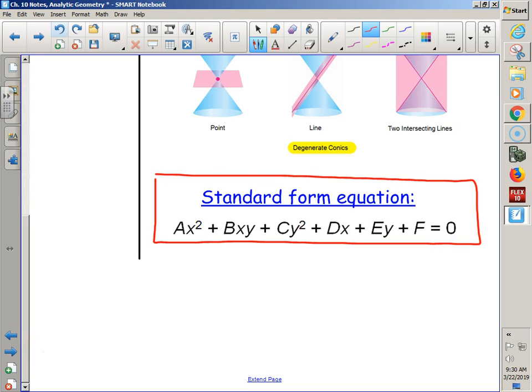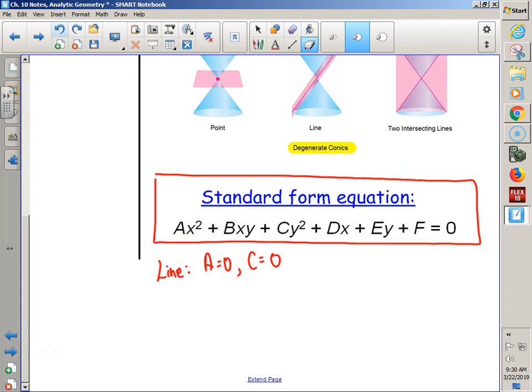But let me just do a quick example of how the standard form equation works. If this was a line, would you have a non-zero A? No. So wouldn't A be 0? What else would be 0? C would be 0 because I couldn't have a squared term. What else would be 0? In a line, y equals mx, can y and x ever be multiplied? No.